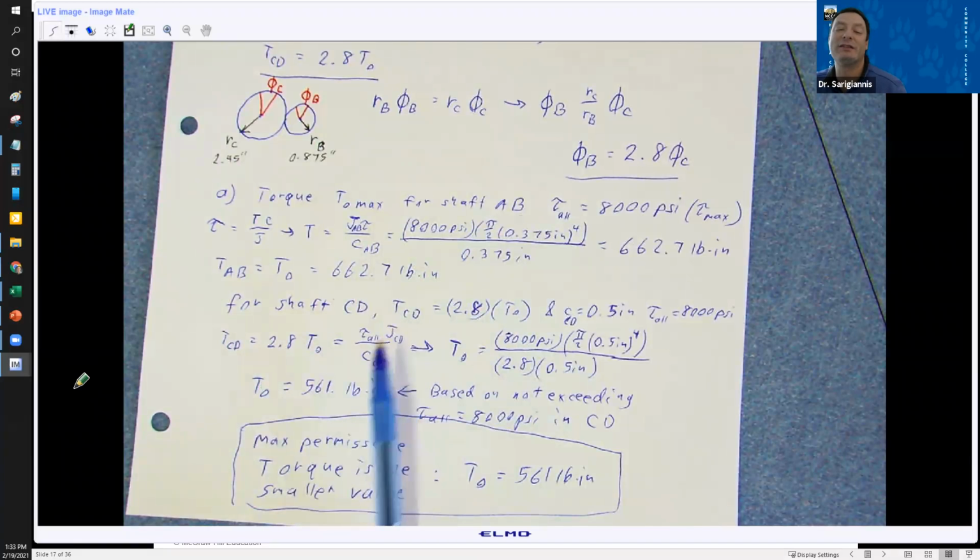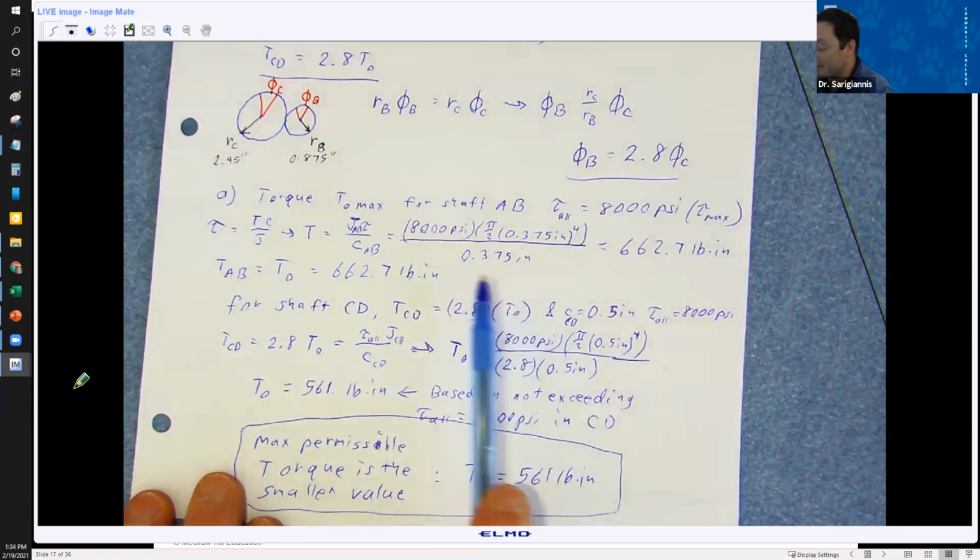So you could actually solve this. It's 2.8 times the torque. You could solve for the shear stress and see what that's going to be. So that's the other way you could have approached this problem. You could have plugged in the torque. Well, it would have been more complicated because you wouldn't have got an answer right away.